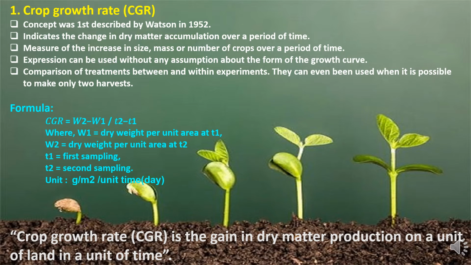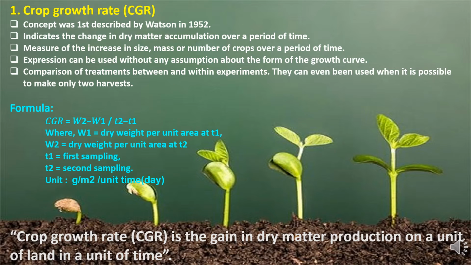First parameter is crop growth rate CGR. Crop growth rate is the gain in dry matter production on a unit of land in a unit of time. And this concept was first described by Watson in 1952. The crop growth rate simply indicates the change in dry matter accumulation over a period of time.